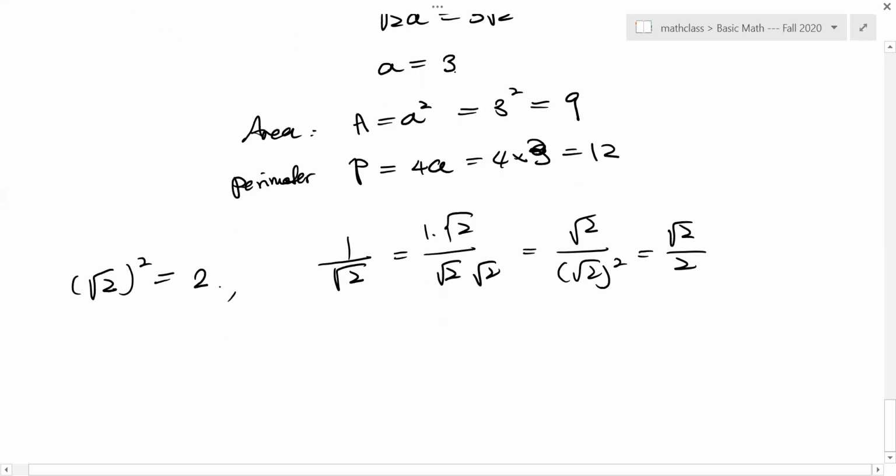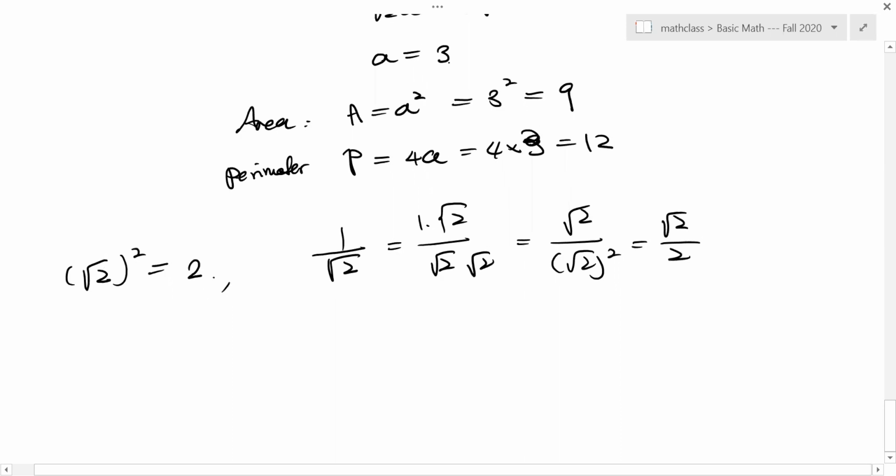All right. We just need this property. It's an important property. If a number squared equals 2, then the number is the square root of 2. Okay. All right, so now let's look at the following problem.